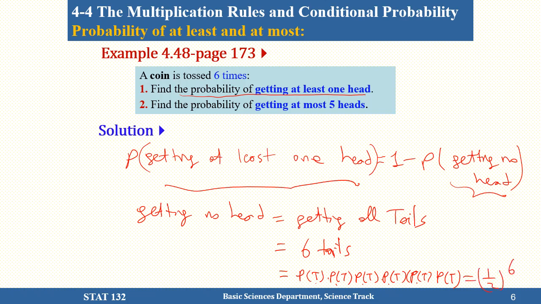So this is equal to 1 minus 1 over 2 to the 6th, which is 64. So you can say it will be 63 over 64. So let me write here, this is 1 over 64. So this is how we calculate getting at least one head.